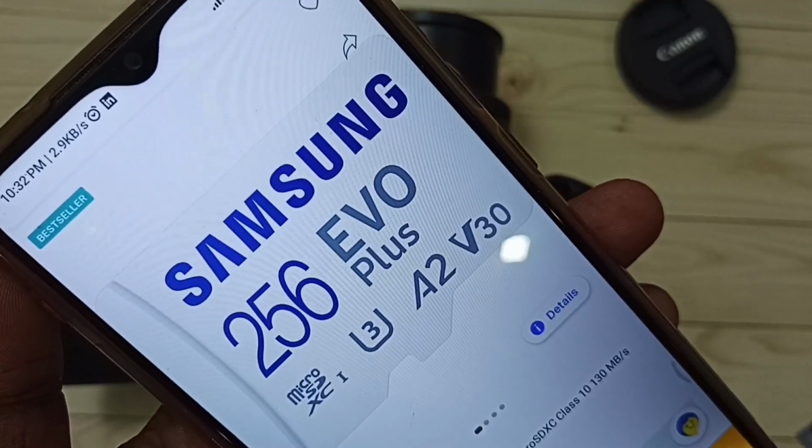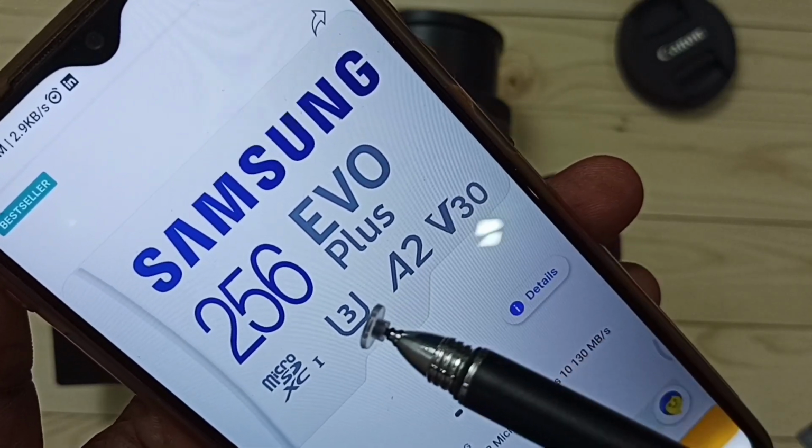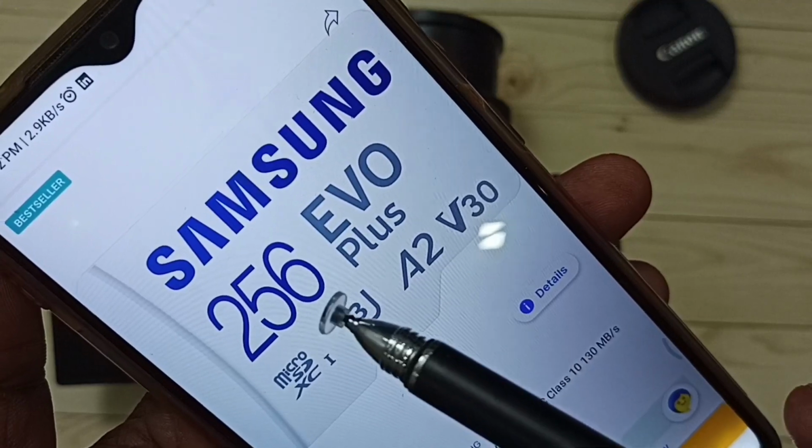So this is a picture of an ultra high speed memory card class 3. You can see 3 under this U symbol.